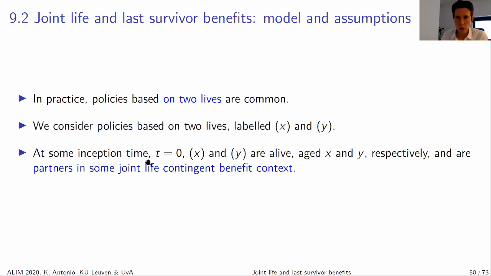At the start of the contract, X and Y are alive. They're age X and Y. And they are some kind of partners in some joint life contingent benefit context. So that's the terminology: you've got joint life, contingent benefit. That means that the payout of benefits is going to be contingent on certain events happening.